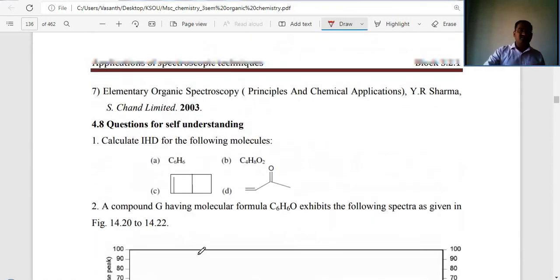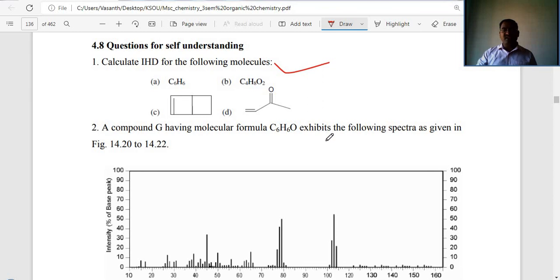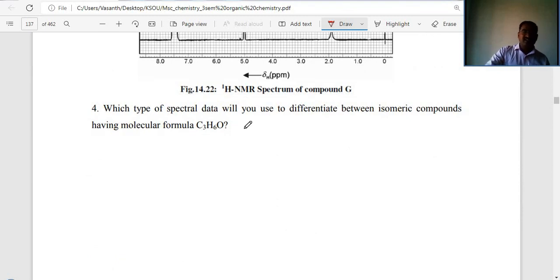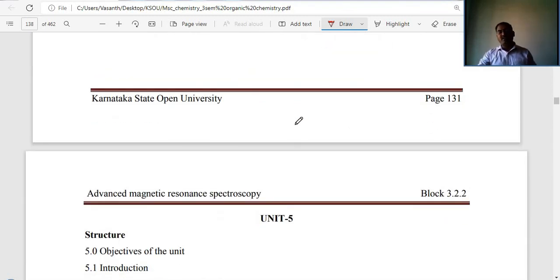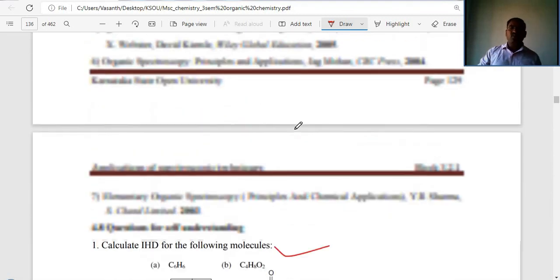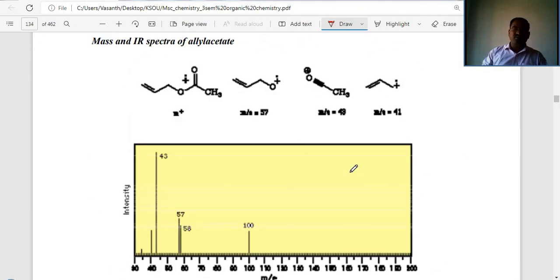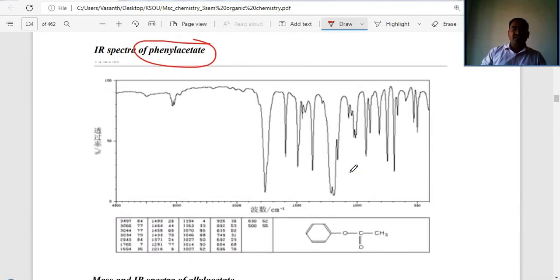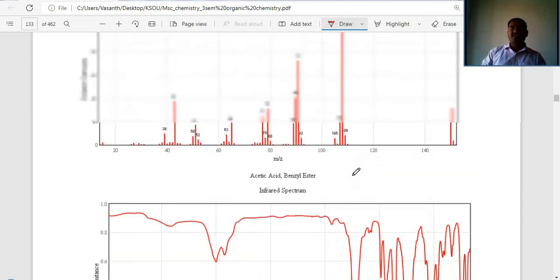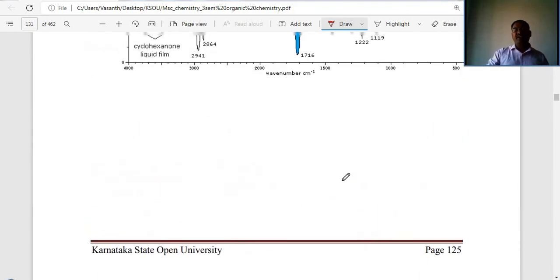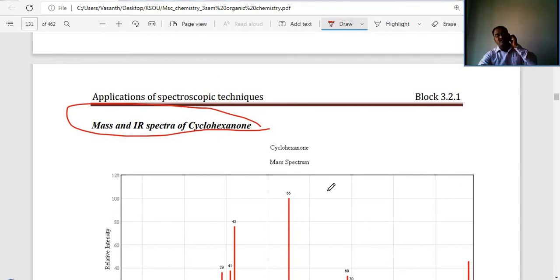Okay, these are all important. Just go through that to calculate, and please consider some working examples and exercise questions, everything. These are all very important from the point of view of your theory examination. What examples are we going to discuss here? Allyl acetate, both mass and IR spectroscopy, and we consider phenyl acetate, mass and IR spectroscopy of phenyl acetate, benzyl ester, acetic acid, and pentan-3-one. Okay, these are all the cyclohexanone. These are all very important from the point of view of theory examinations. Okay, thank you.